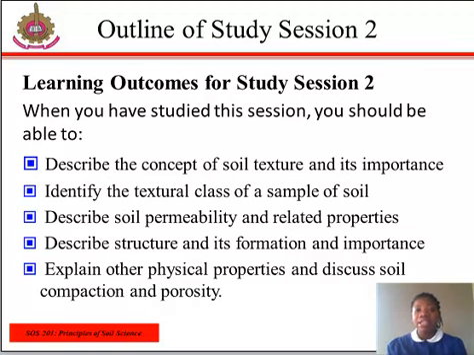texture and its importance. Secondly, you should be able to identify the textural class of a sample of soil. Thirdly, you should be able to describe soil permeability and related properties. Fourthly, you should be able to describe structure and its formation and importance. Lastly, you should be able to explain other physical properties and discuss soil compaction and porosity. Let's talk about these learning outcomes one after the other.